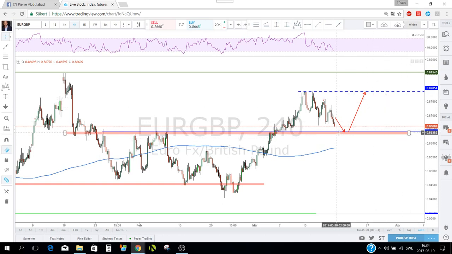Euro Pound, look at the 0.8642 level and see what price action we will have there, because there is a possibility for another bounce up to the upside for a retest of those highs.